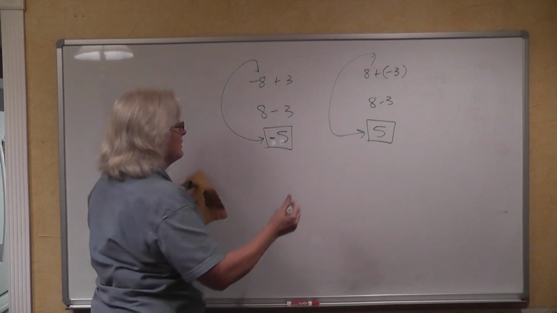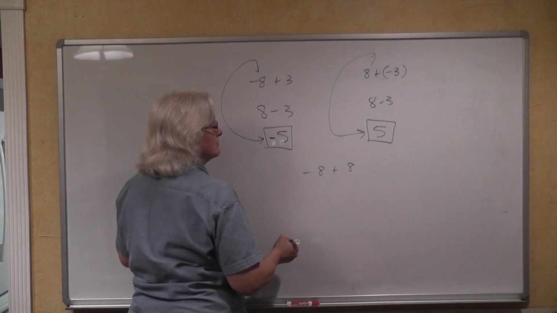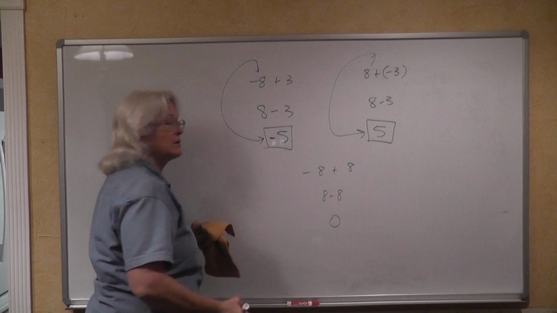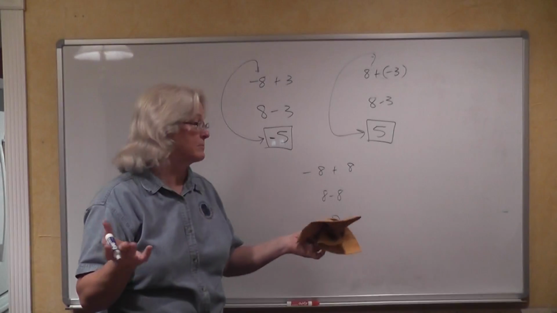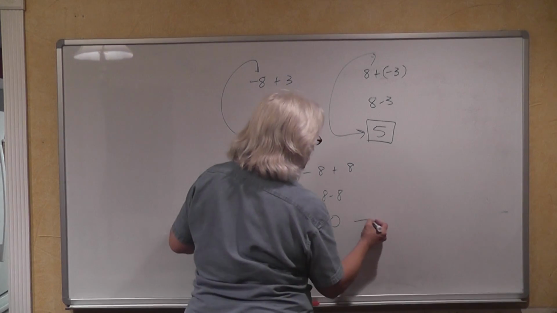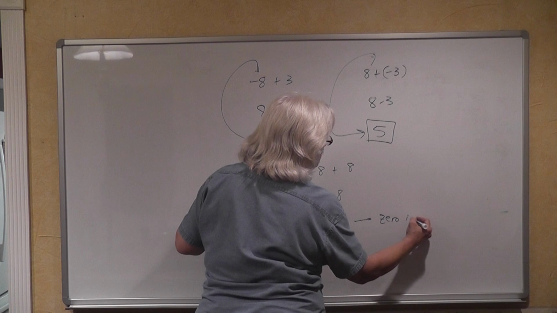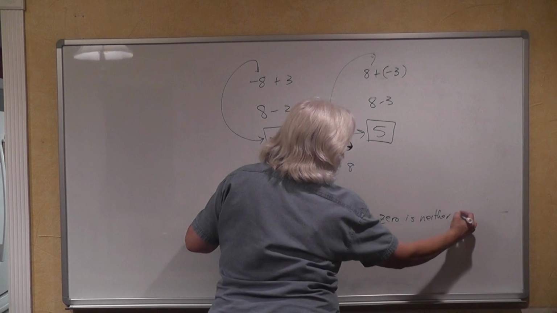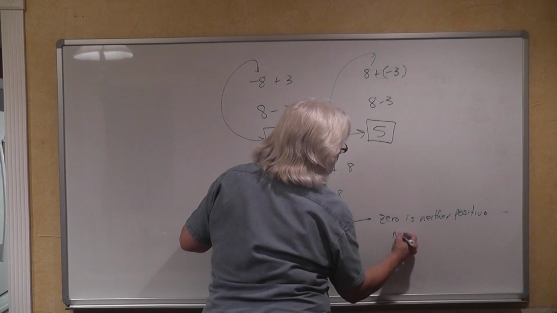But what happens if we have negative 8 plus 8? We're going to subtract the numbers and we're going to get 0. But what sign are we going to use? There is no sign. 0 is neither positive nor negative.